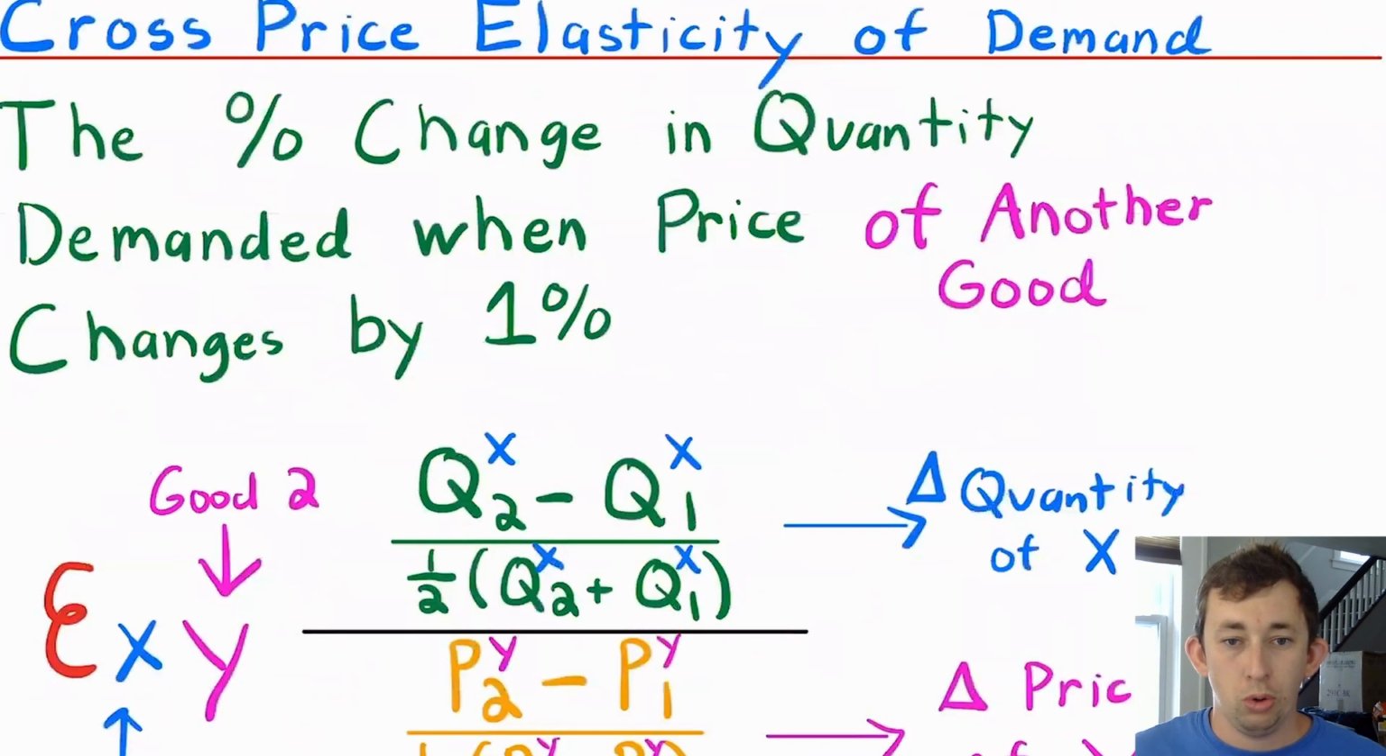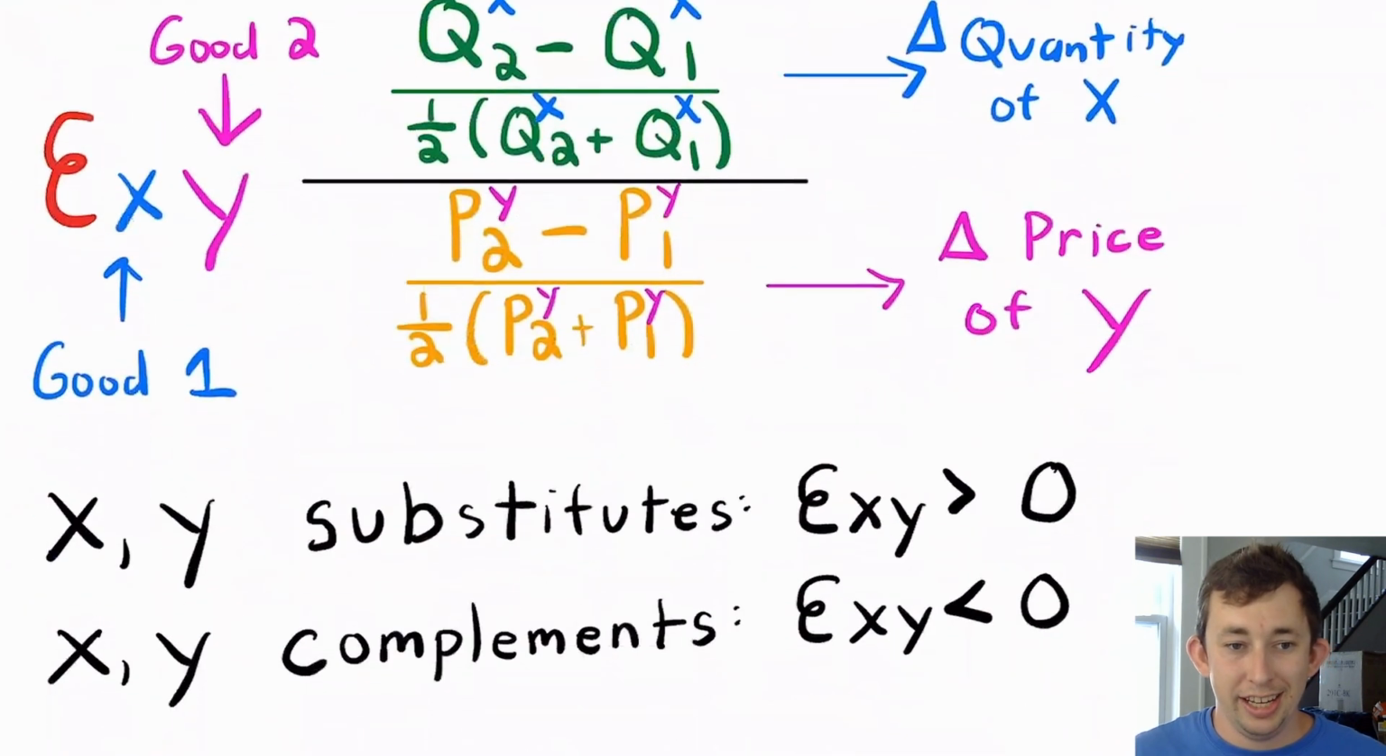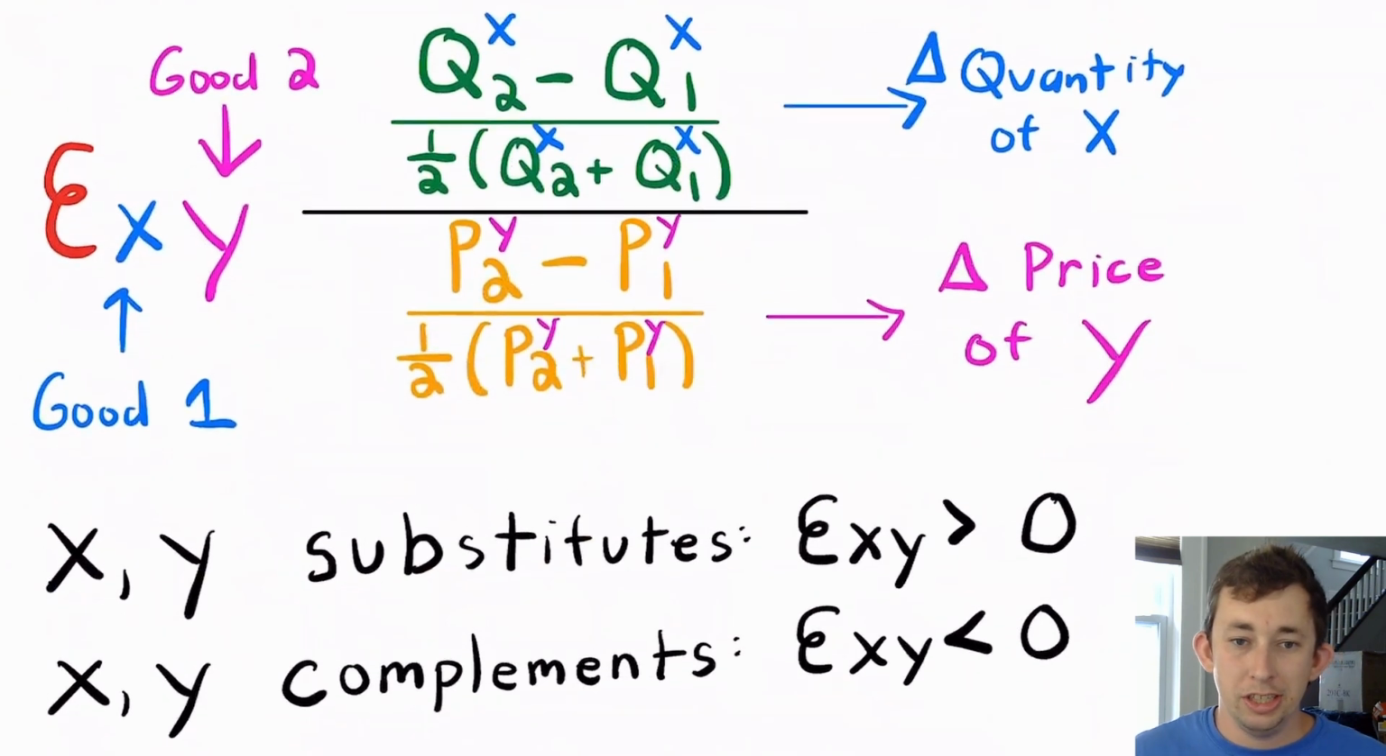Now we can have a cross price elasticity of demand. That's where the percentage change in price and the percentage change in quantity are of 2 different goods. So this is the percent change in quantity demanded of some good when the price of another good changes by 1%. We denote this by E sub XY, where X is good 1 and Y is good 2. So again, still using the midpoint formula. So here's the percentage change in the quantity of X, and here's the percentage change in the price of Y. This is useful for identifying complements and substitutes.